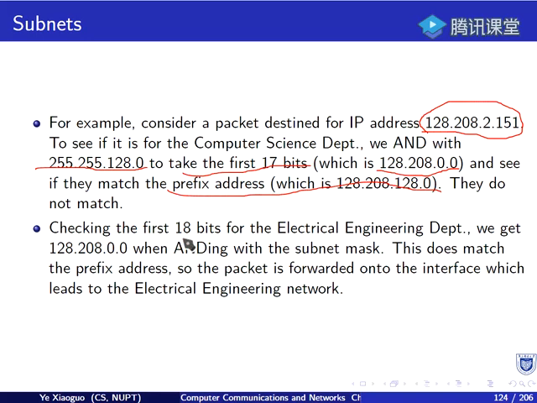Checking the first 18 bits for the electrical engineering department, we get this one when ANDing with the subnet mask. This does match that prefix address. So the packet is forwarded onto the interface which leads to the EE network. That is why network subnets are used for routing.